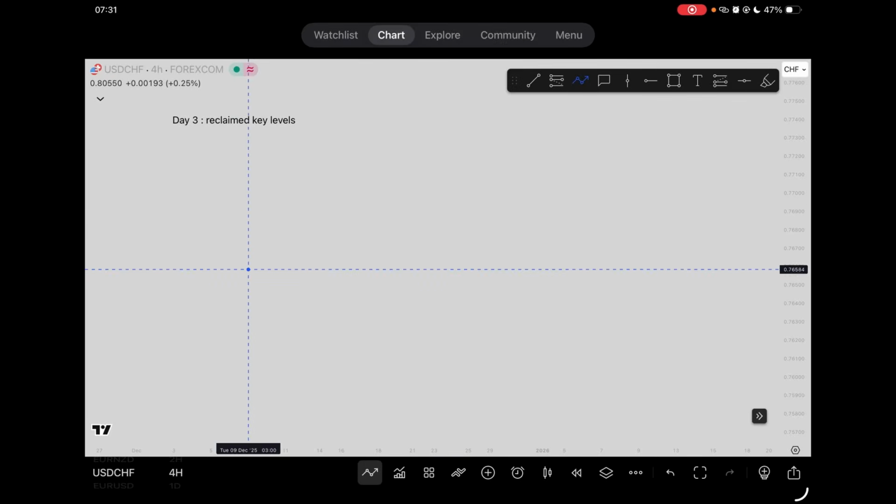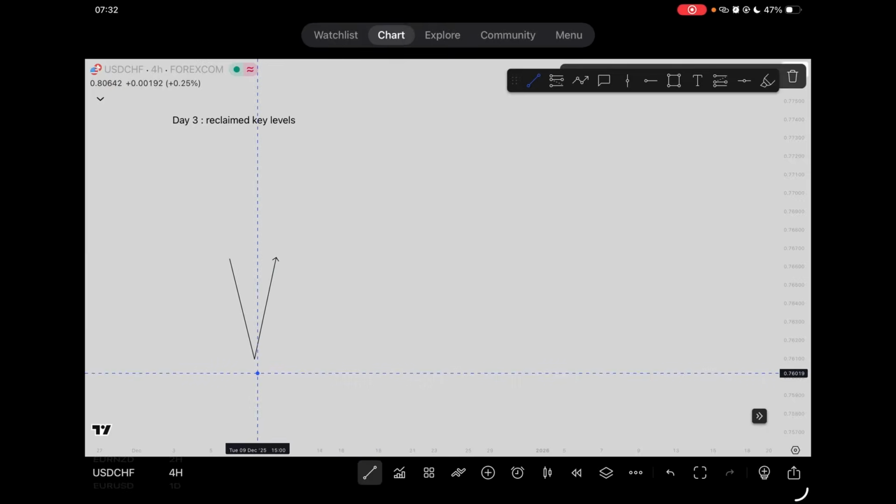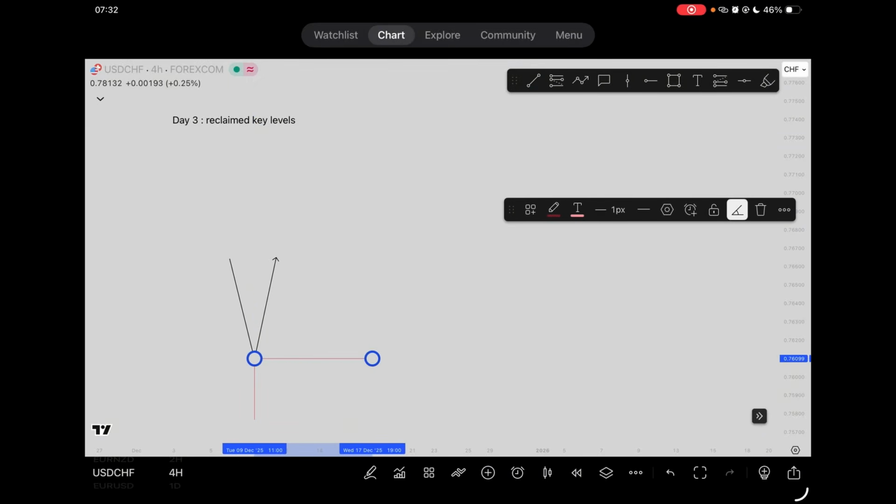So today we're still talking about key levels, but I told you in this 90 days challenge, I'm going to clear your doubt about key levels, right? So today we'll be talking about reclaimed key levels, and let's say there's a V shape right here with the wick. Now we all know what key levels do. Key level acts as a support or a resistance, right?